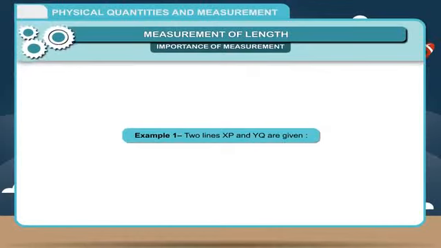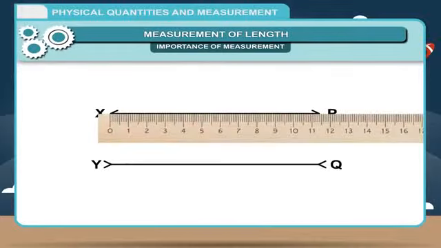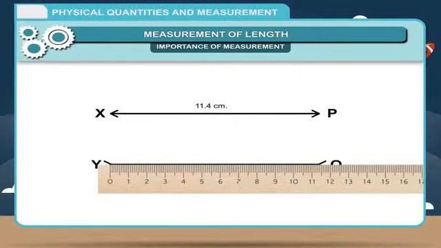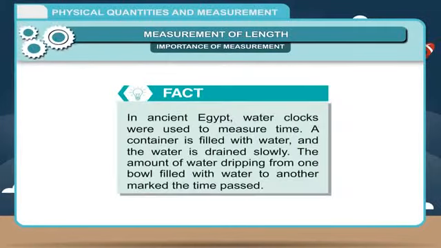Example 1. Two lines XP and YQ are given below. Look at the two straight lines XP and YQ drawn alongside. Which of them is longer? You may guess that YQ appears to be shorter than XP, but when you measure with the help of a ruler, you find that both the lines are equal in length. Thus, we can say that in this case, length is the basic measurement and ruler is the tool needed to measure the length.